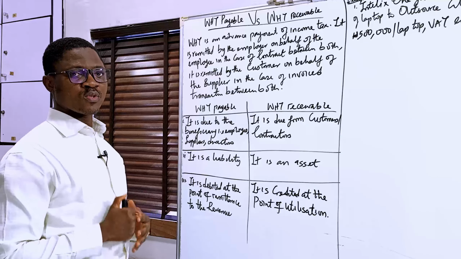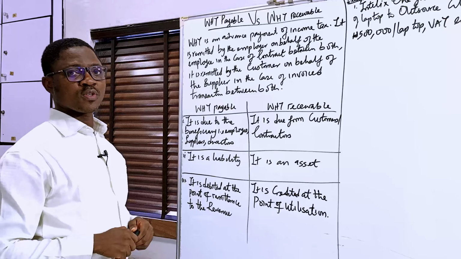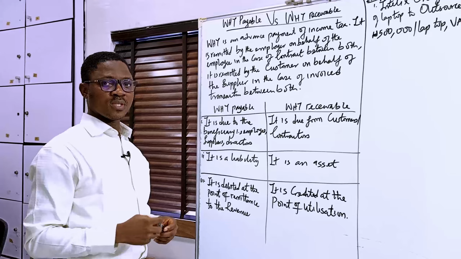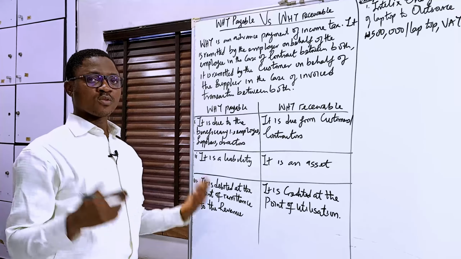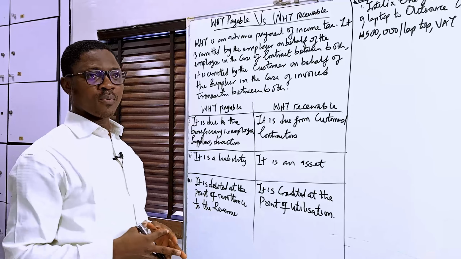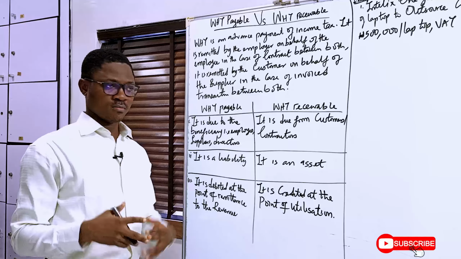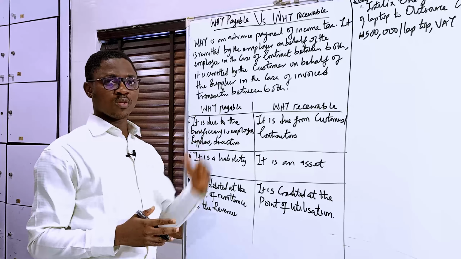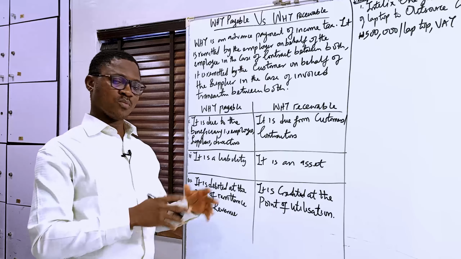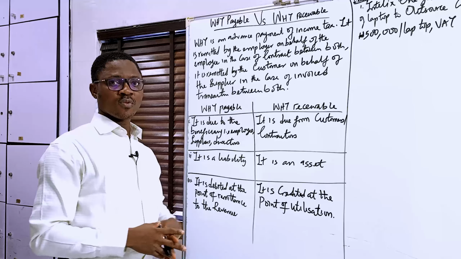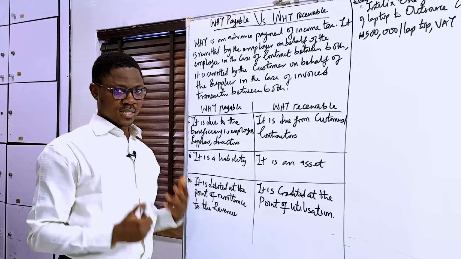In this episode, we are having a detailed exposition into the difference between withholding tax payable and withholding tax receivable. Before going to the differences, I would like to do a little recap on withholding tax. You can get the link for the exposition on withholding tax and VAT and the detailed explanation of withholding tax in the link above. What is withholding tax? Just as I said, a little recap.